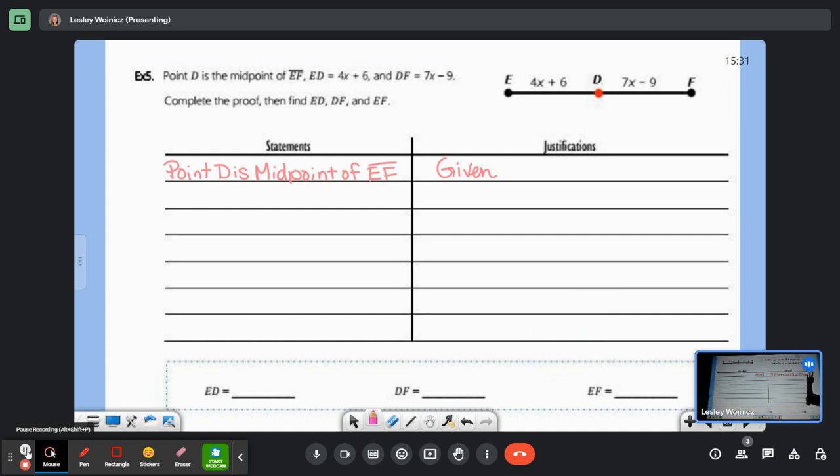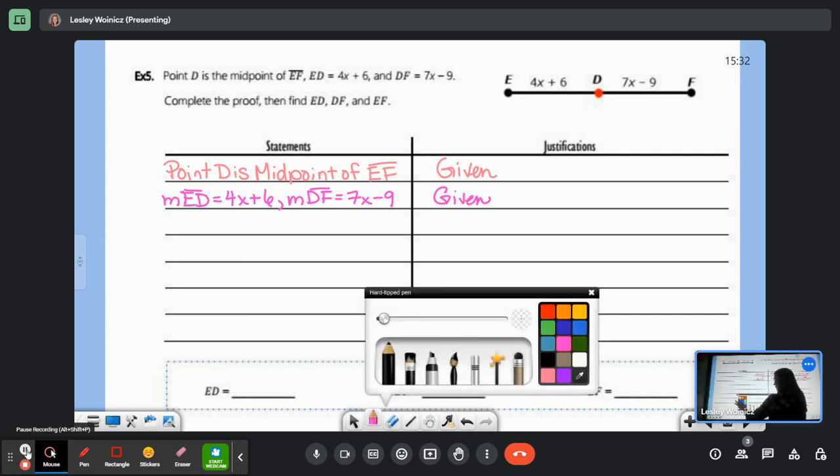What about the measure of ED? What is the measure of ED? 4x plus 6. Okay, 4x plus 6. And the measure of DF? 7x. Okay, that was also given. Don't you put that one on the next one down?